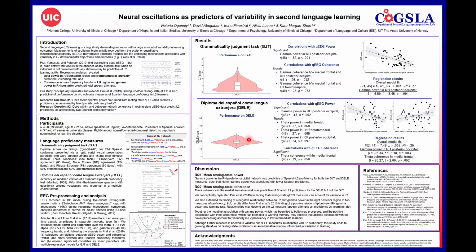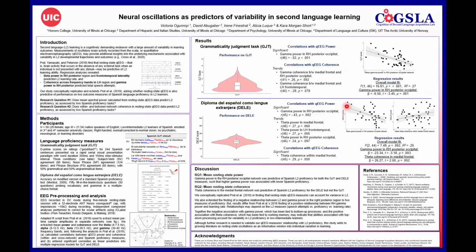Here we have a violin plot showing participant performance on the DELE. The average score was 19 out of 50. For our power correlations, we found one significant correlation with DELE performance and gamma power in the right hemispheric posterior occipital network. For our coherence correlations, we found one positive correlation with DELE performance and theta coherence within medial frontal.